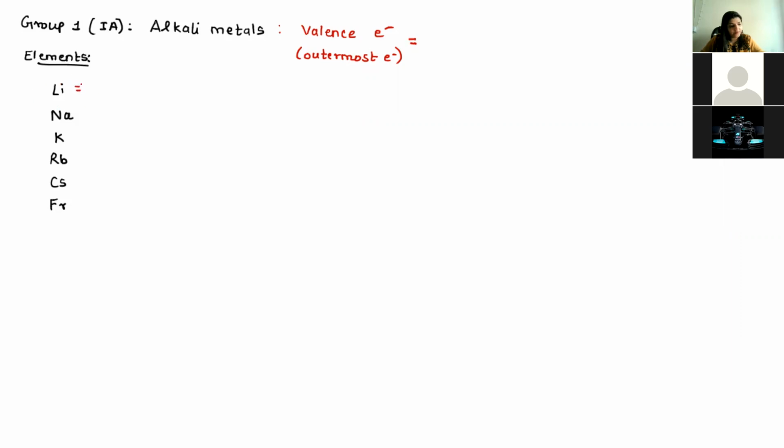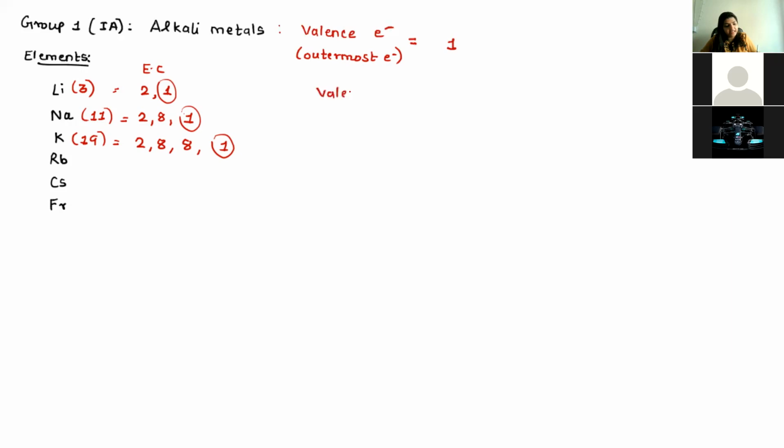It is 1, because lithium, whose atomic number is 3, has electronic configuration 2, 1. Sodium, which is 11, is 2, 8, 1. Potassium, which is 19, is 2, 8, 8, 1. So all of these have outermost electron as 1, and their valency is also going to be 1.